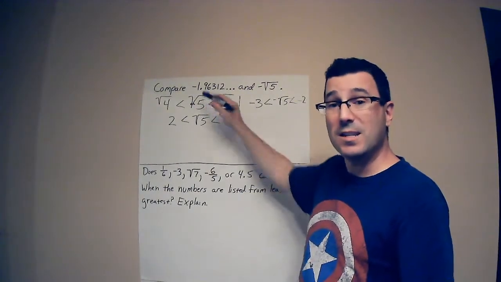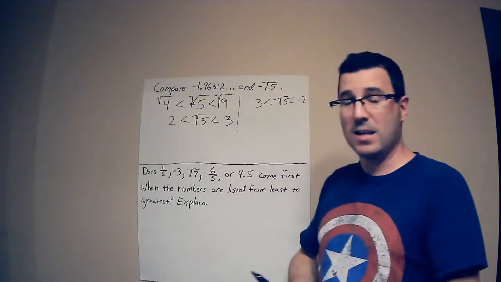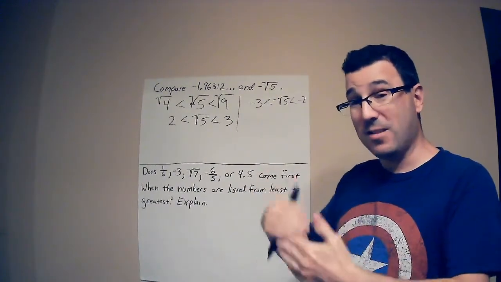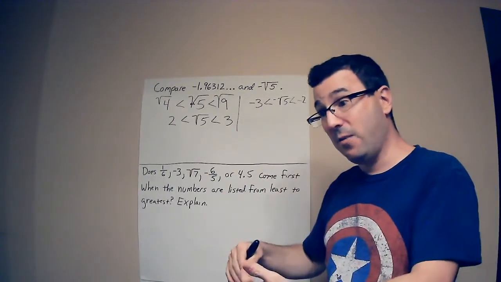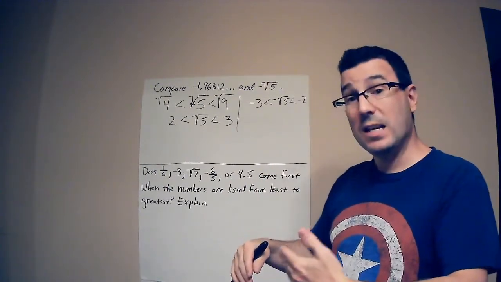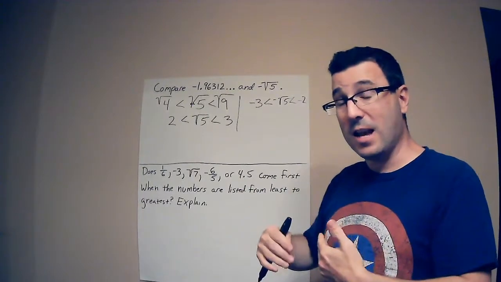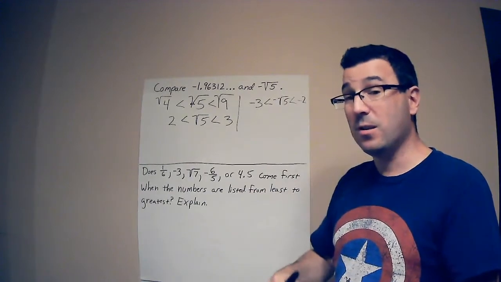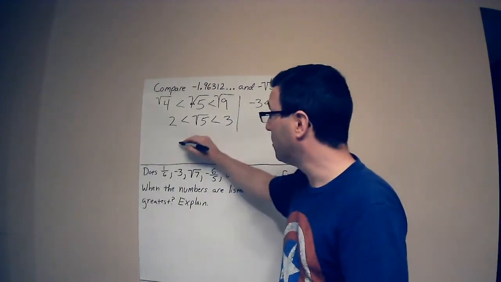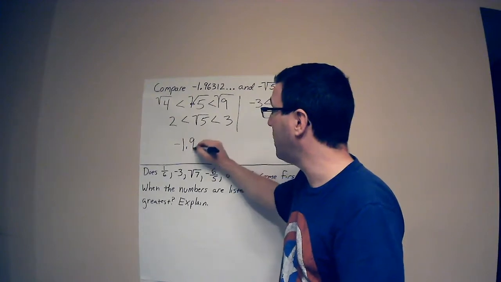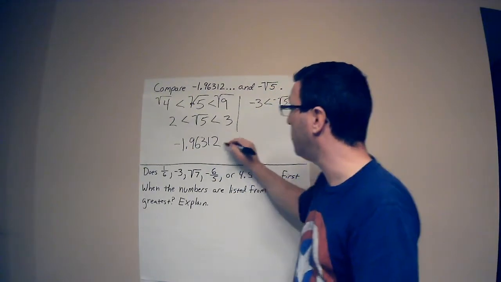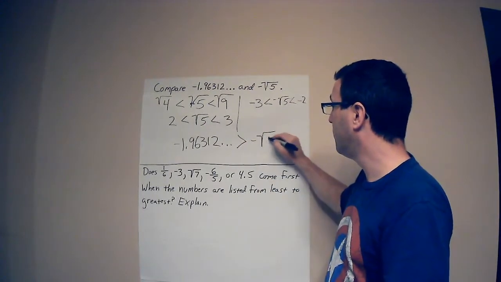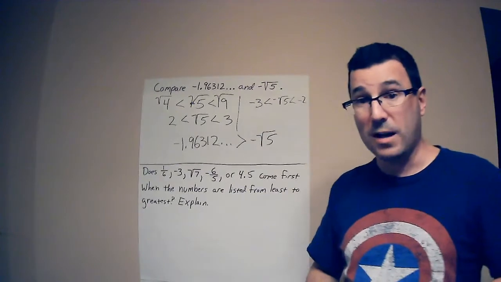Negative 1.96 is actually greater than negative 2. Alright, because remember, again, when we're negative, we have to think the opposite. Negative 1.9 is actually greater than negative 2, negative 3, and therefore negative square root of 5. So I can actually say negative 1.96312 dot dot dot is greater than negative the square root of 5.